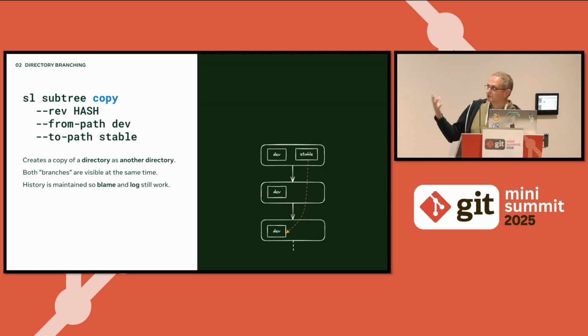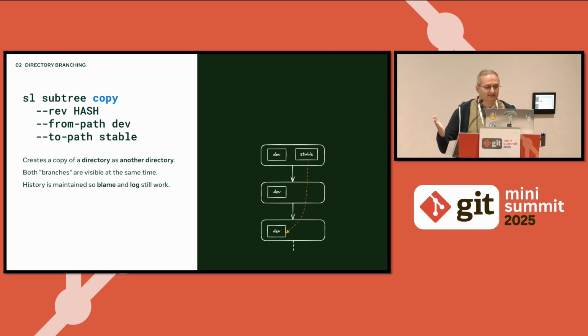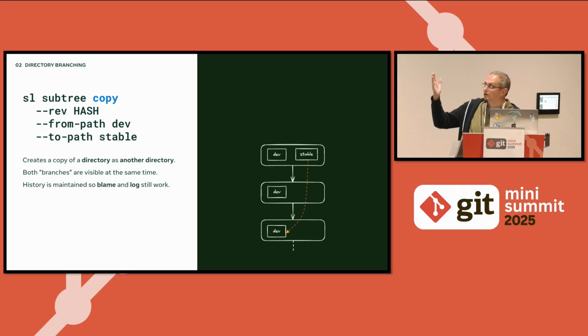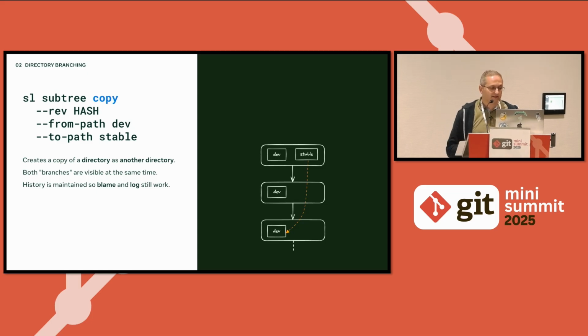And then the Sapling tooling understands that metadata and maintains history across that edge. So if you run blame or log in the stable directory, you get the history going back into the dev branch history.